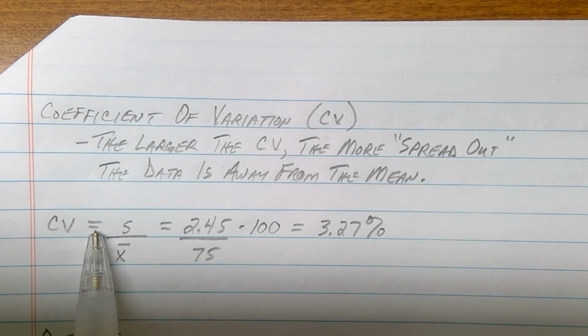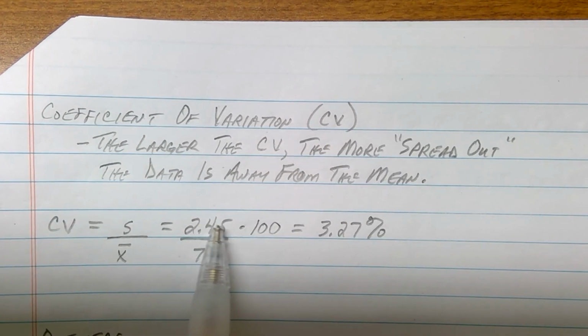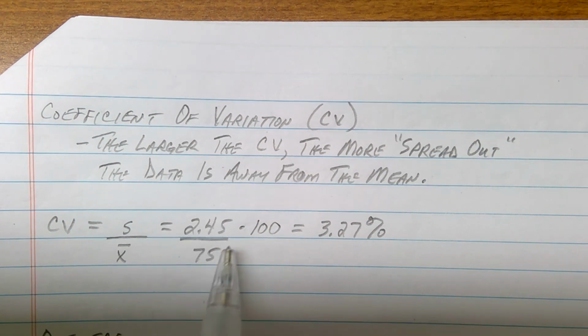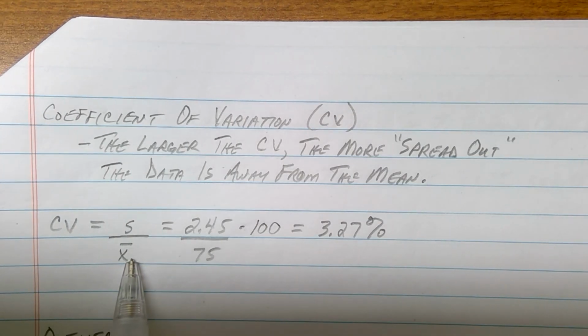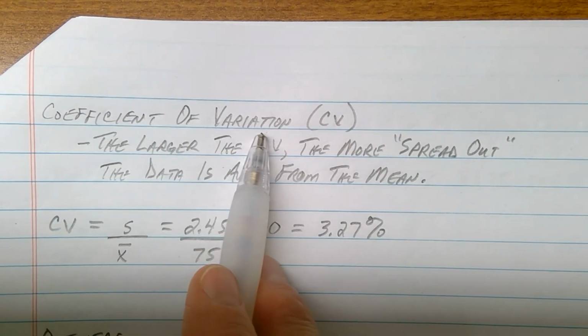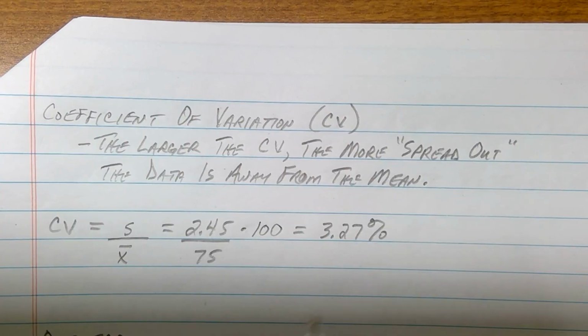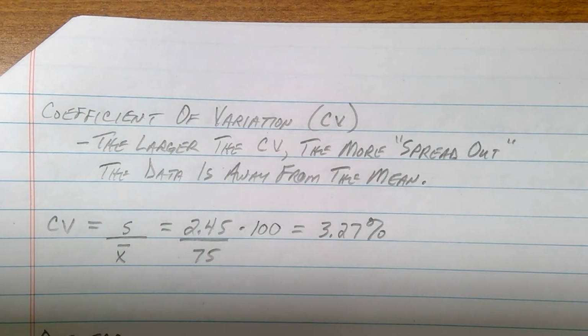So the coefficient of variation is simply the standard deviation compared to the average. How wide are those steps that you're taking compared to your average? Now we just multiply by 100 because we want to write it as a percent. Just compare your standard deviation to your mean, make that division, then times 100, and you'll come up with what's called the coefficient of variation, a measure of how wide or how close together your data are away from the mean.